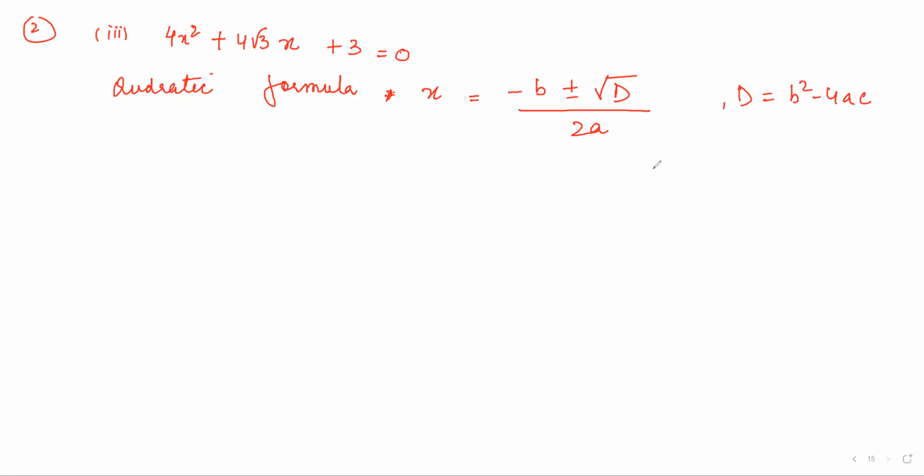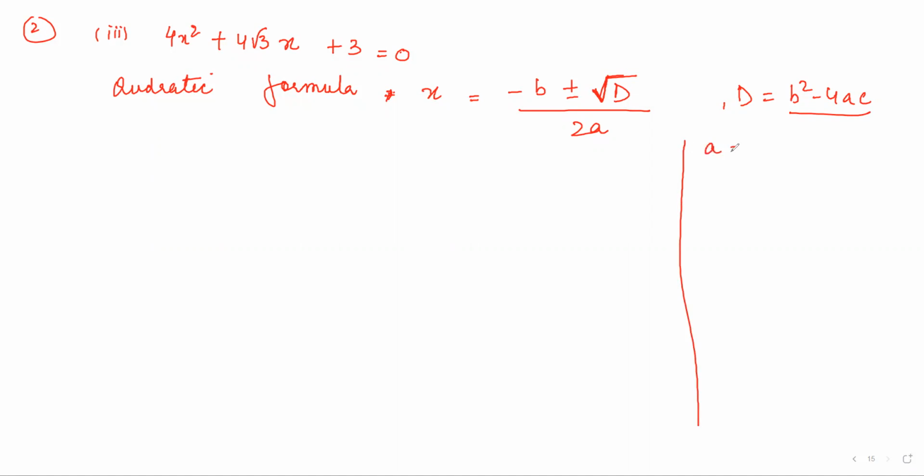Yes, ma'am. The last time I told you, I forgot to put the under root there, right? Discriminant is b square minus 4ac and then you have under root of d here. Please correct that. So you separately find out d first of all so that your calculation becomes a bit simpler. That's why I'm doing it.